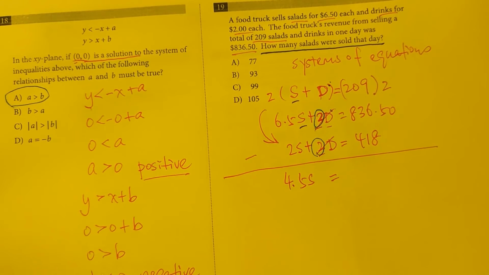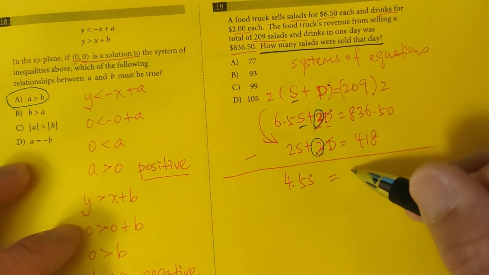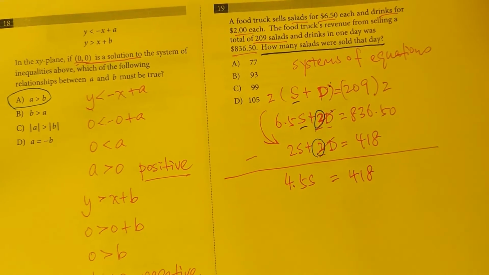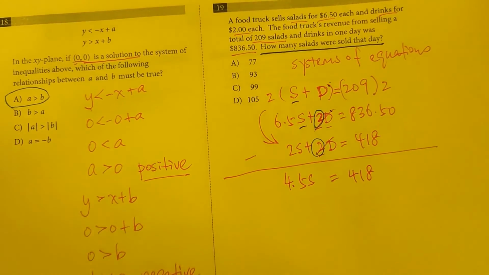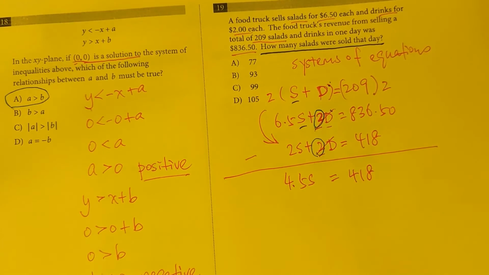Let me check with the calculator. 836.50 minus 418.